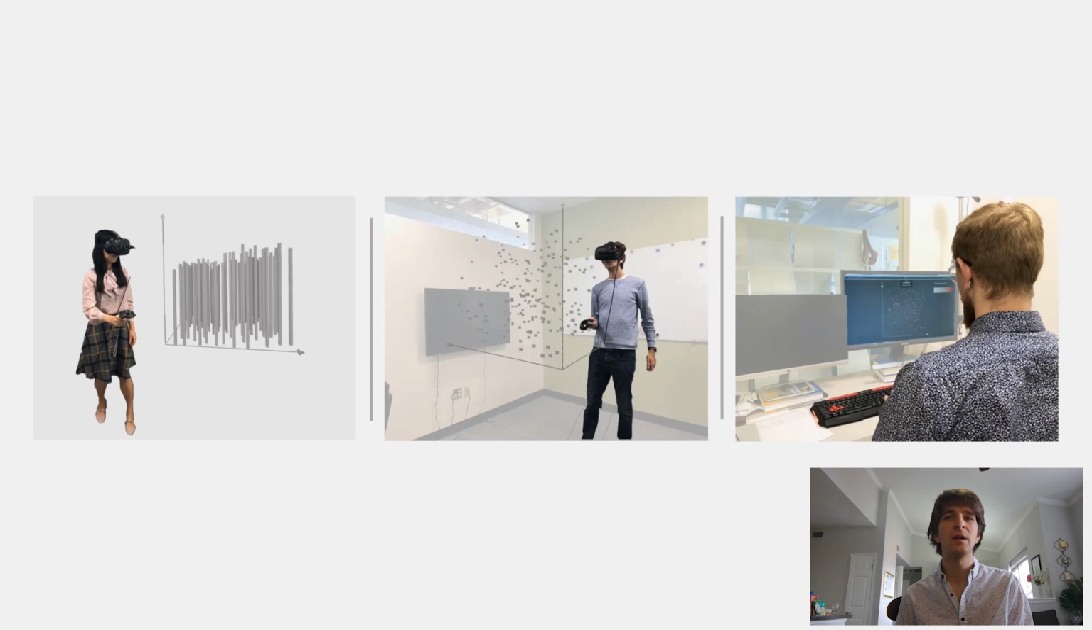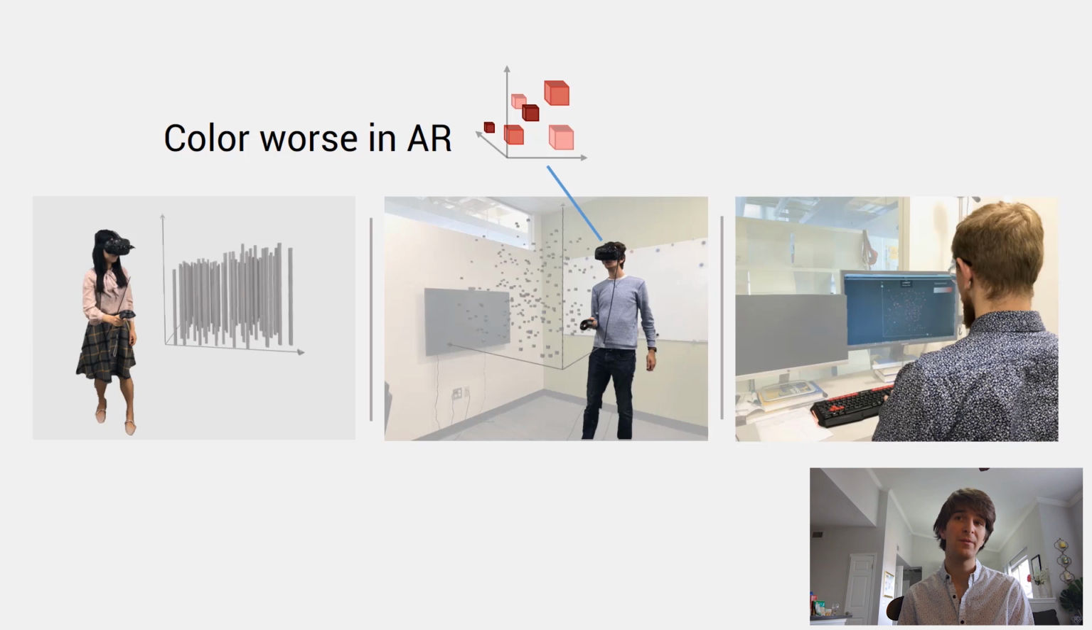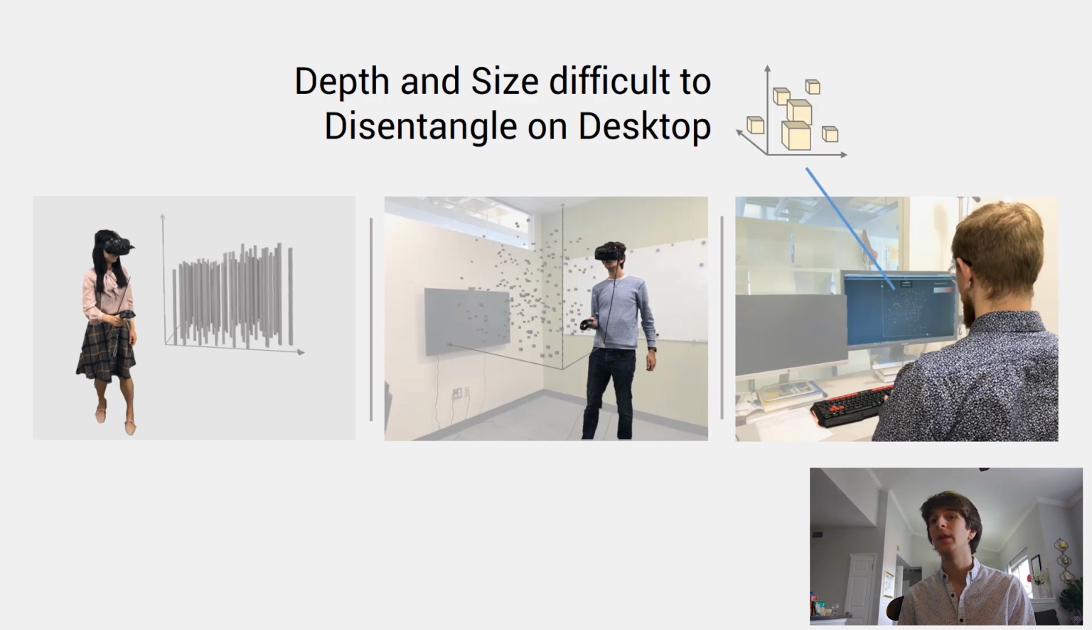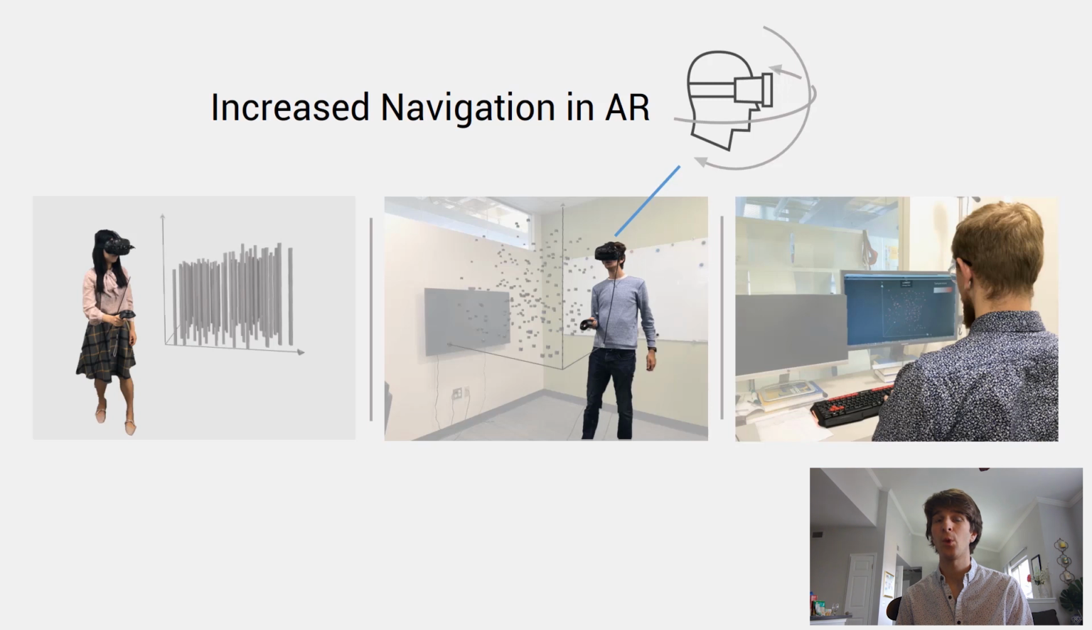With our empirical study of how visualization perception changes for different display types and dimensionalities, we've identified key differences that should inform future immersive visualization design. Most notably, we found that color perception was worse in AR than in other conditions, that differences in size were difficult to disentangle from differences in depth on desktop displays, and that participants were more comfortable navigating in AR than in VR or on the desktop.